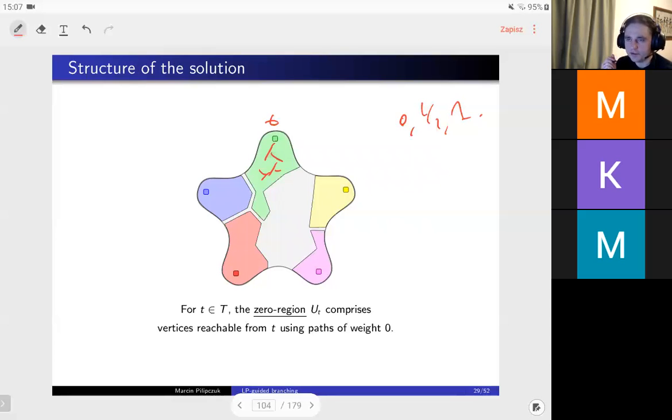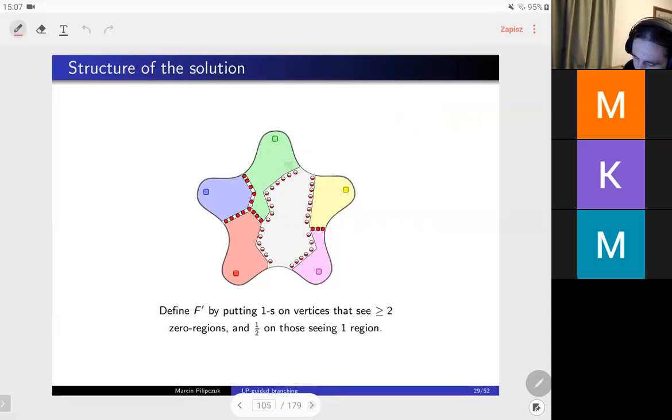So you're starting from a terminal and looking at who is reachable within weight 0, and these regions will be disjoint, because you cannot go from a terminal to a terminal without cost at least 1 on a path. They're like the counties of these terminals. And the observation is that on the boundary, you have at least halves, because the solution uses only zeros, halves, and ones. You define the region as everything you can reach with cost 0 from a terminal, so on the boundary you see halves and ones.